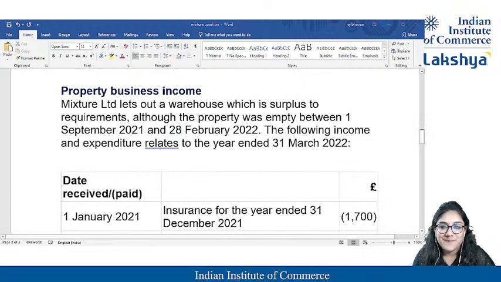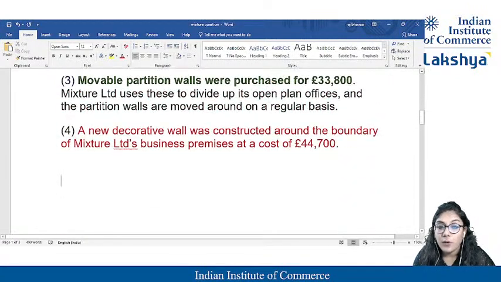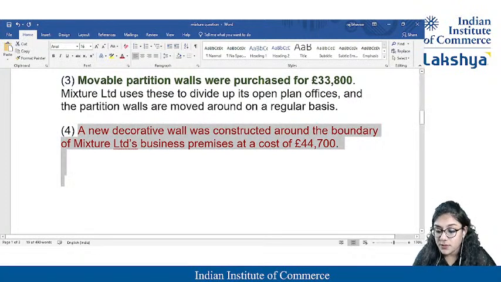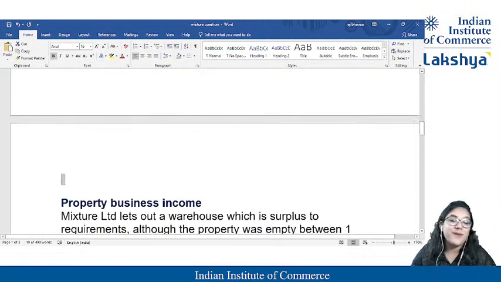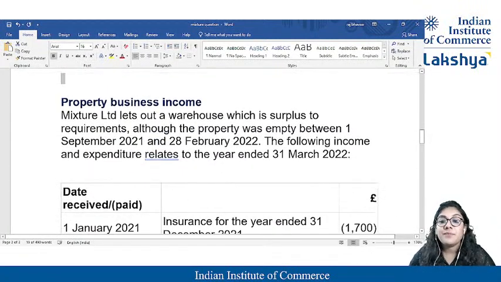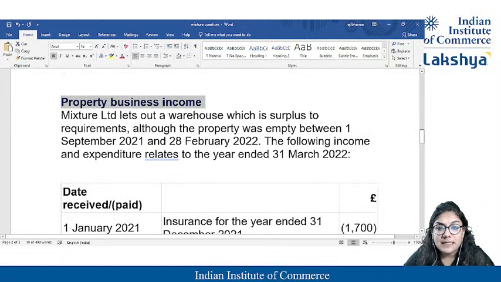Property business income. So let's figure out what the property business income is. But now I have marked this decorative wall as red, and you have to think about the cost. Will it be added in the cost, or is it just a P&L item? We know it is particularly for the building, so we have to add it in the building only and not in the machinery. Cool. Now, property business income.